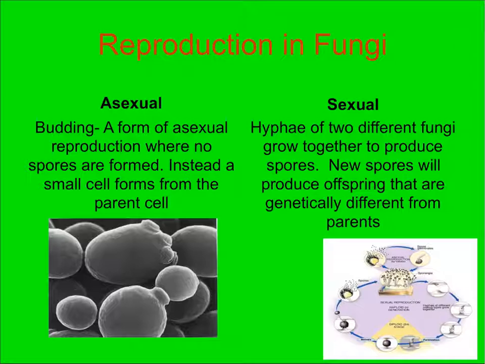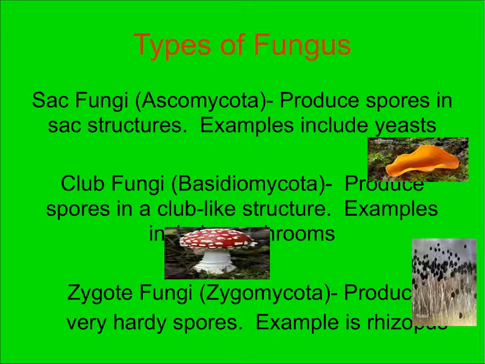Okay, guys, we have three types of fungus that we're going to go over, or they fall into three groups, the ones that we're going to talk about today. And it's based off of how they look. So yeast, for example, they produce their spores in a sac-like structure, and therefore they're going to be the sac fungi group. Mushrooms produce their spores in a dome-shaped or club-like structure, so they fall into the club fungi group.